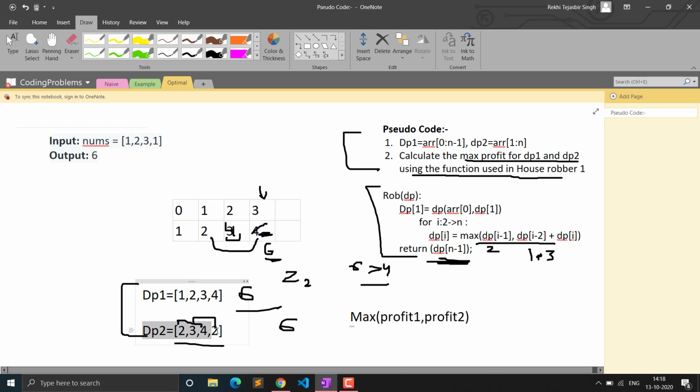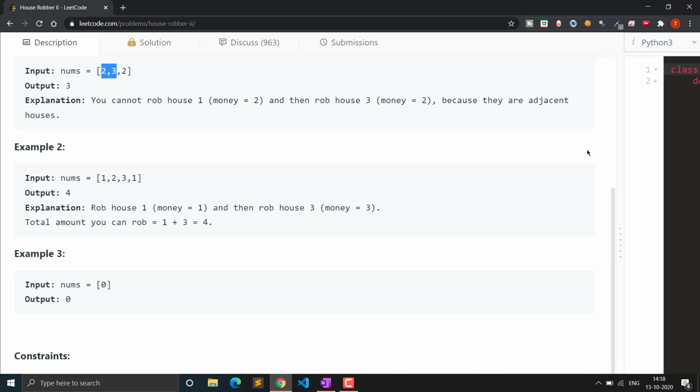Profit 1 will be for DP array 1 and profit 2 will be for DP array 2. So we will end up solving our problem, that is House Robber 1, using the circular constraint also. We have solved our problem. So let's see the code also.